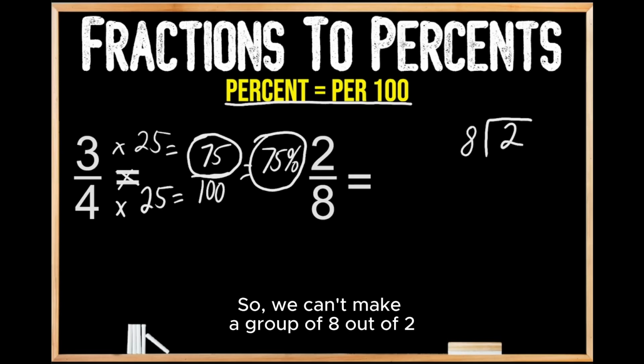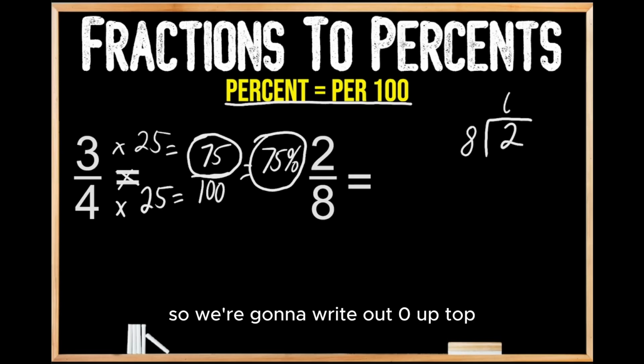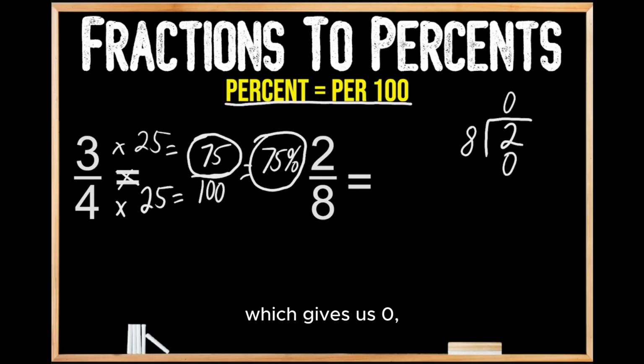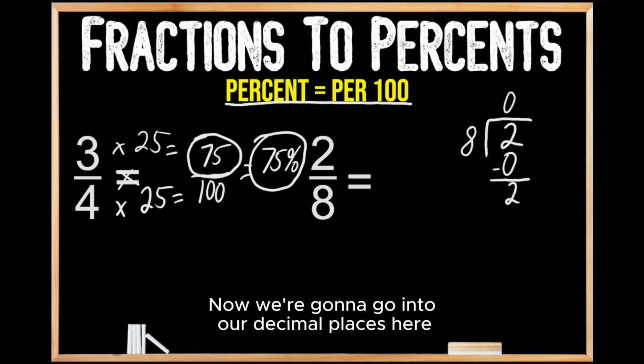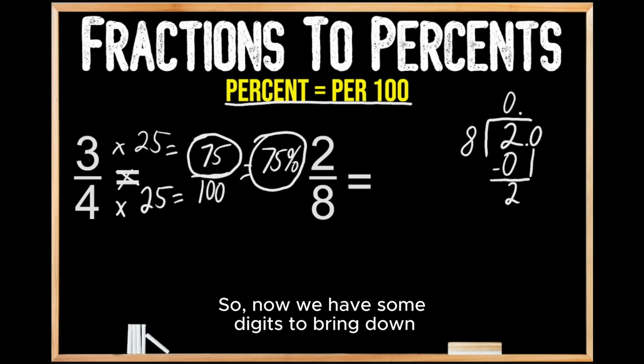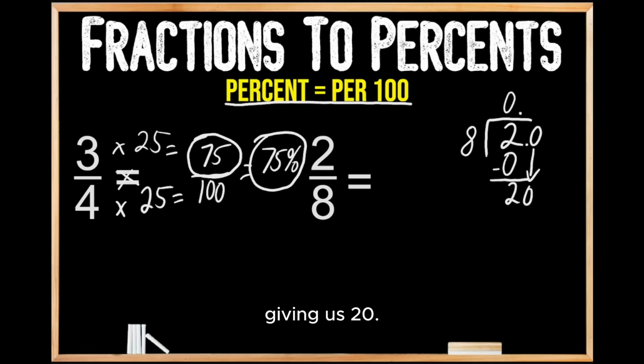We can't make a group of 8 out of 2, so we're going to write our 0 up top, and then we're going to multiply 0 times 8, which gives us 0, and when we subtract 0 from 2, we're left with 2. Now we're going to go into our decimal places here because we're not quite done. We still have a remainder, so now we have some digits to bring down. So we're going to bring down our 0, giving us 20.